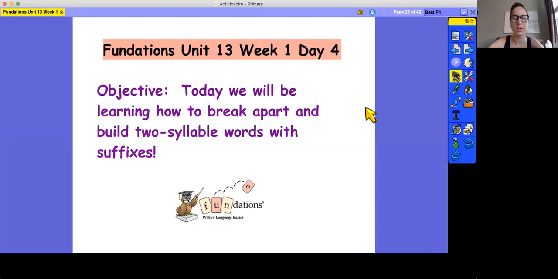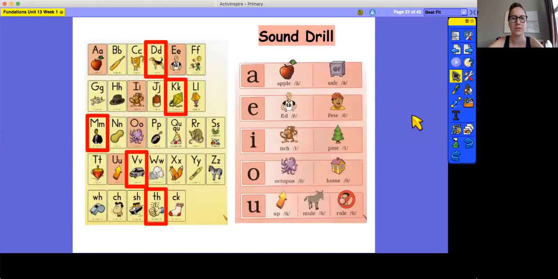Hello. Today we're working on Fundations Unit 13, Week 1, Day 4. And the objective is that today we will be learning how to break apart and build two-syllable words with suffixes. We're going to start with our sound card drill. Make sure you say the letter or letters, the keyword, and the sounds along with me.